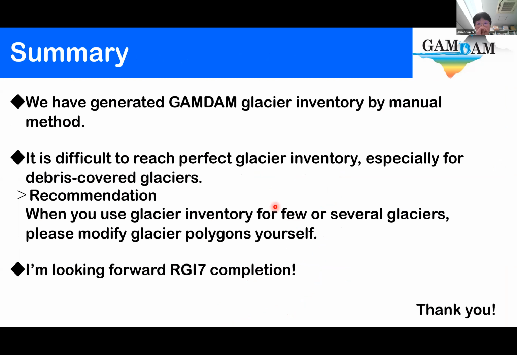Yeah, so this is the last slide, and this is the summary. We have generated the GAMDAM glacier inventory by manual method. The conclusion is that it's difficult to reach a perfect glacier inventory, especially for debris-covered glaciers. So the recommendation is that when you use the glacier inventory for a few or several glaciers, please modify it yourself. And finally, I'm very much looking forward to RGI 7 completion. Thank you. That's all.